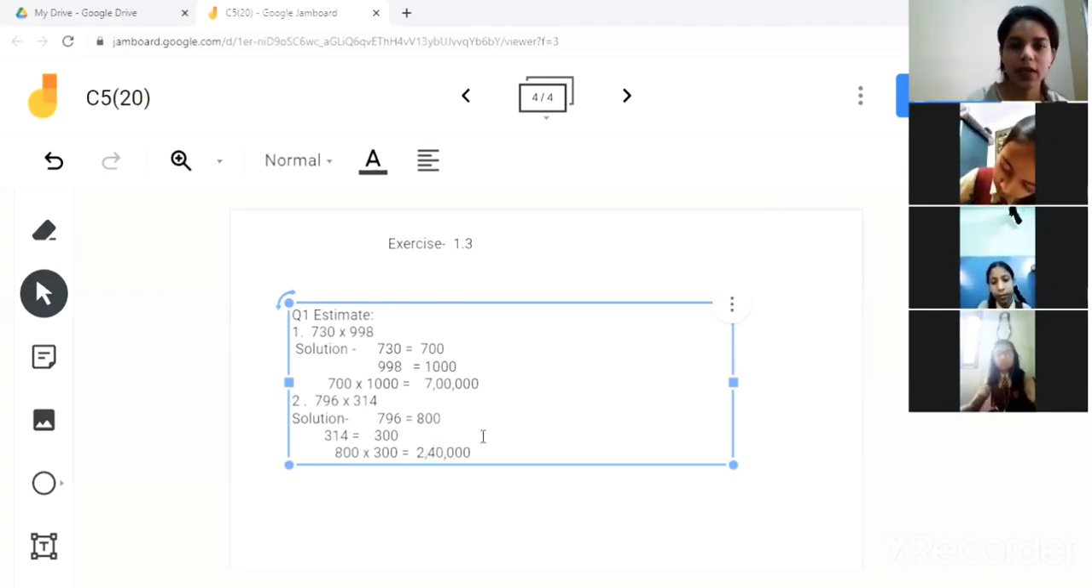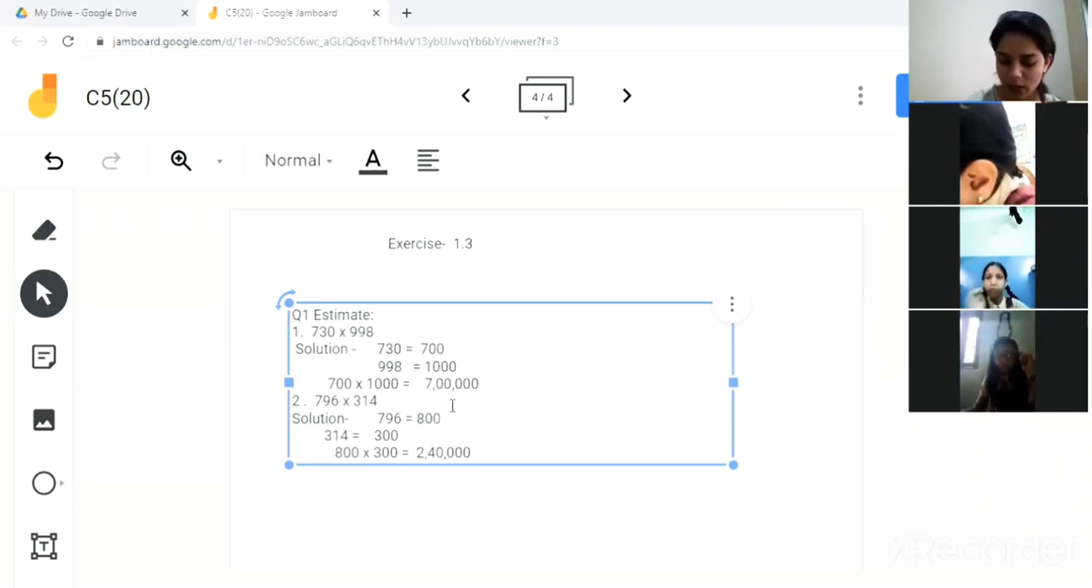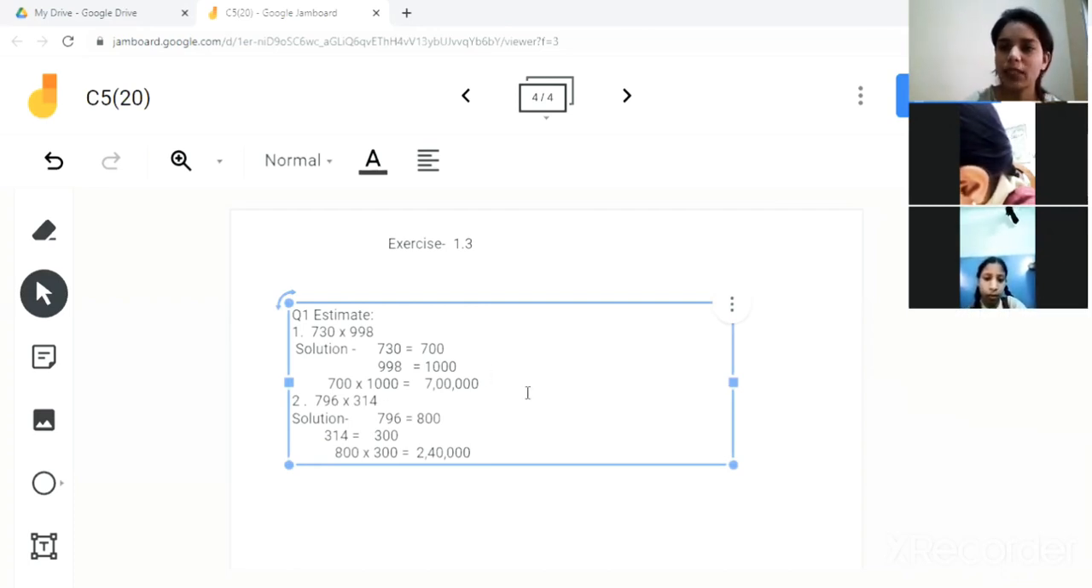In this way, 2,40,000. So this will be your answer, children. So in this way, you can convert any number to the nearest hundreds or nearest thousand according to your requirement. Understood, children? So you can make any 10 examples by yourself. This will be your homework, children.